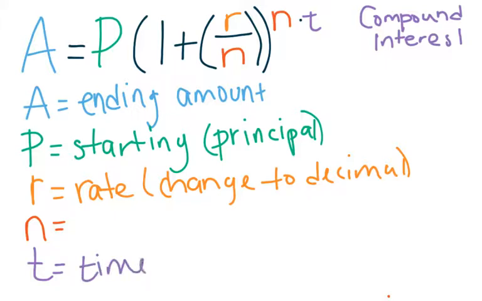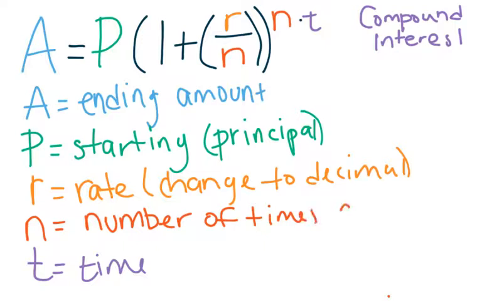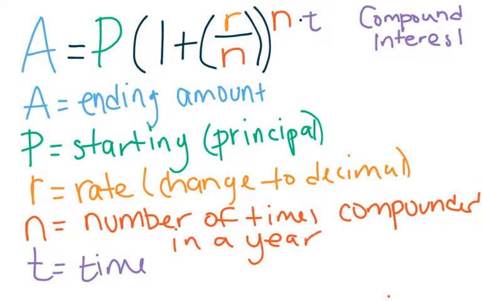And N is going to be a little bit different. So N is going to stand for the number of times it's compounded in a year. For example, if the question reads something like you have $5,000 and it's compounded monthly, then your N would be 12 because there are 12 months in a year. If it says it's compounded daily, we're going to say 365. Let's assume it's not a leap year. If it's compounded weekly, that's 52. If it's compounded semi-annually, that means twice a year.